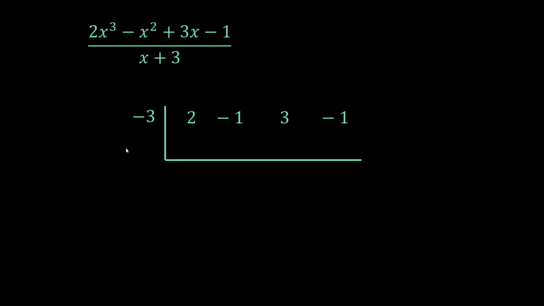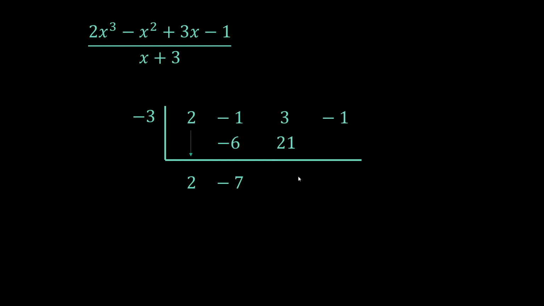Let's start the process now. So we bring the 2 down, pop it down here. -3 times 2 is -6. Pop it here. -1 plus -6 is -7. Bring it down here. -3 times -7 is +21. Pop it here.